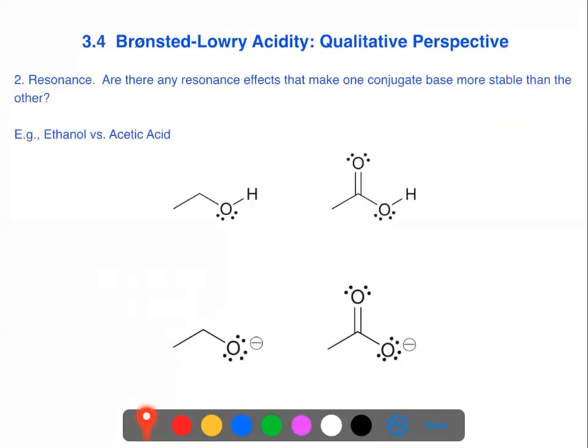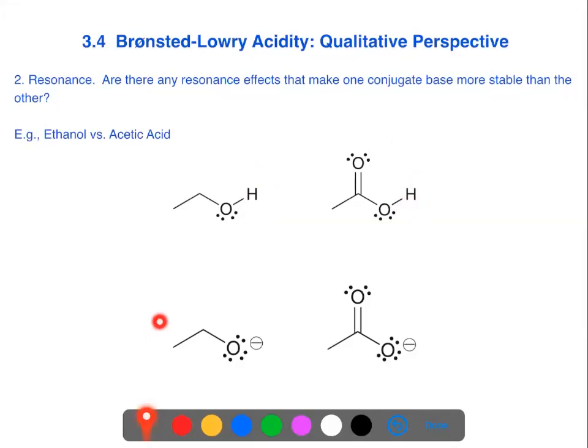The next factor that can affect the stability of a conjugate base is resonance. And so when we're looking at the relative stability of a conjugate base, we need to consider whether or not there's any resonance effects that make one conjugate base more stable than the other. So if we look at this example of ethanol versus acetic acid or ethanoic acid, if we compare the relative acidity of these hydrogens, to do so, we look at their respective conjugate bases.